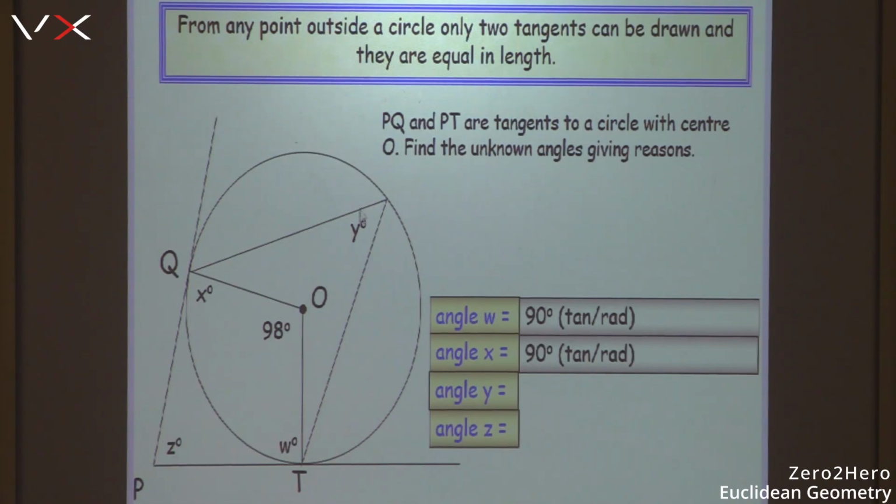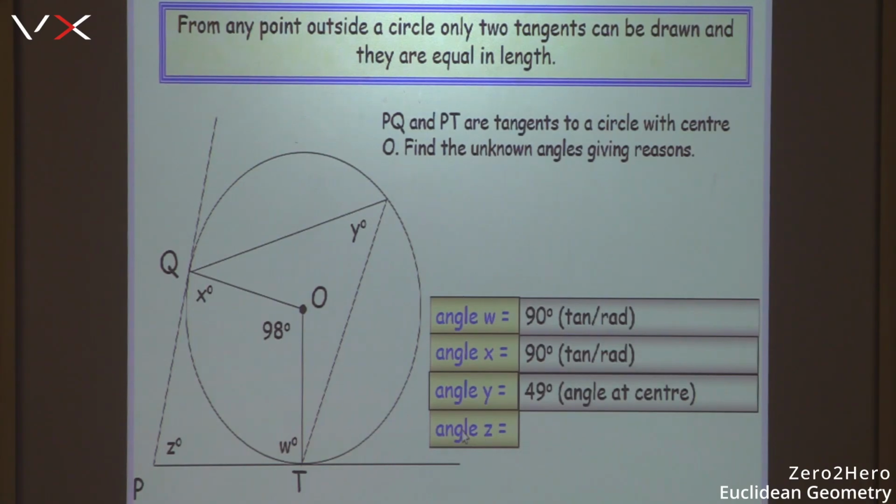Let's look at Y now. Your eyes are the most powerful tool in your mathematics. Where is Y? It is at the circumference. Do I have the angle at the center? Yes, I do have the angle at the center. This angle at the center will always be 2 times bigger than the angle at the circumference. Therefore, Y will be half of 98, which in this particular case will be 49. I've used the angle at the center, or the center theorem.